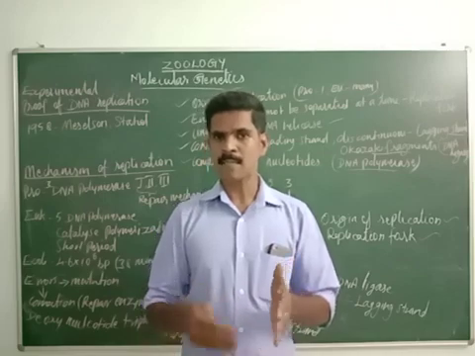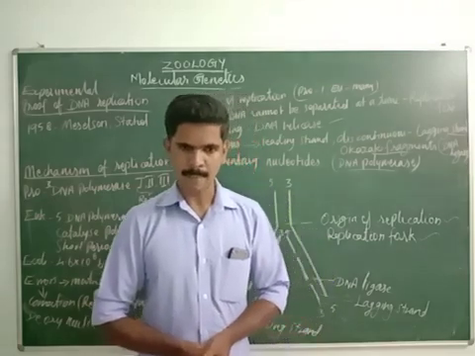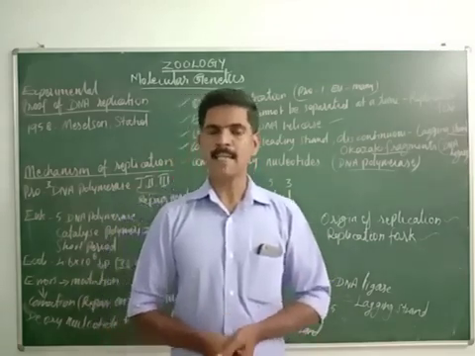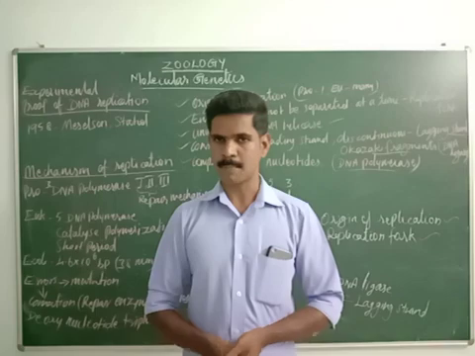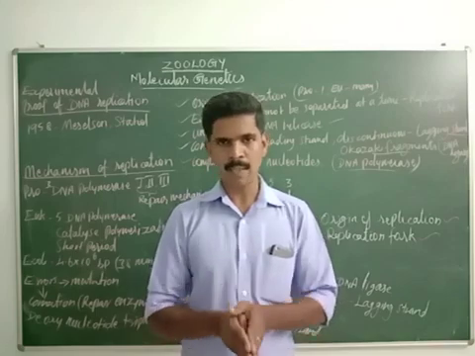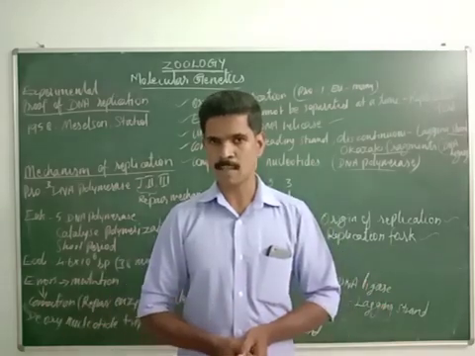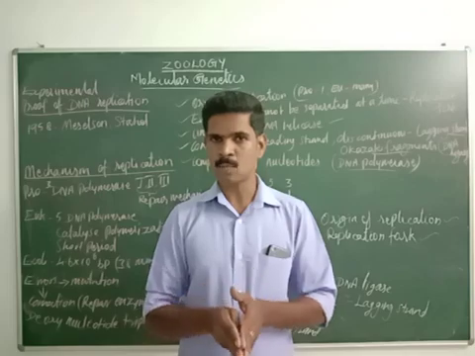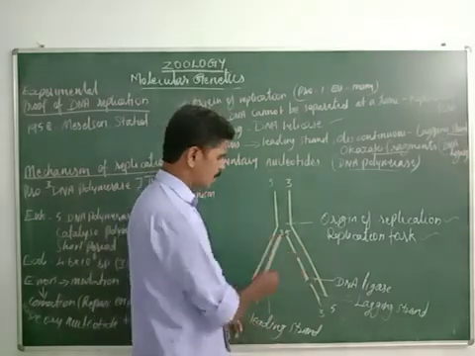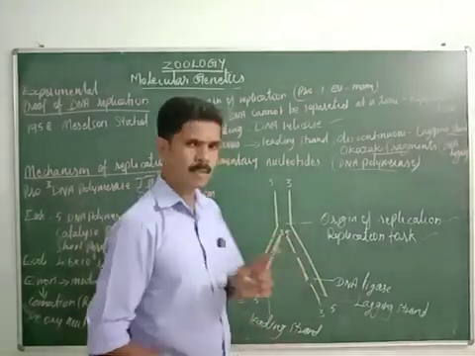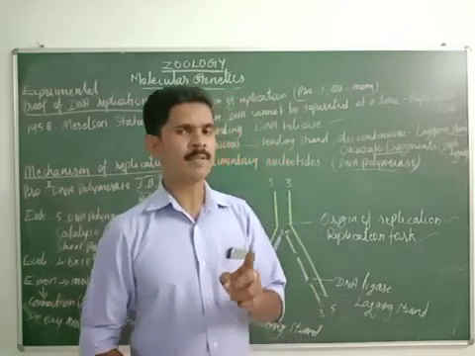Then the next point: as the replication process takes place continuously, two enzymes, helicase and topoisomerase, are pulling the two strands in opposite directions at the origin of replication site. Here this is one strand, this is another strand. In this region the two enzymes are present. The first enzyme is called helicase and the second enzyme is called topoisomerase.